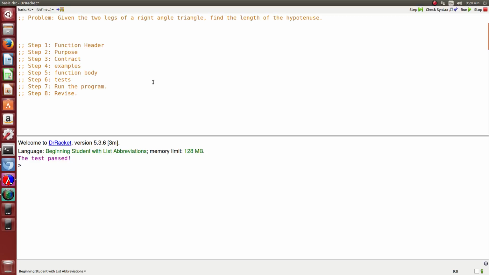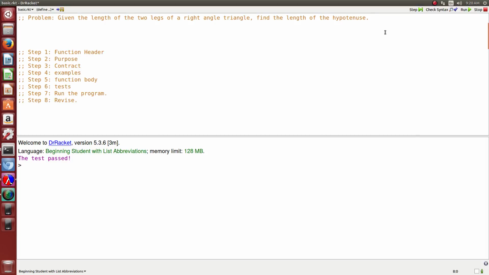So first of all, let's consider this problem. Given the two legs, I guess we mean given the length of the two legs, right? Of the two legs of a right angle triangle, find the length of the hypotenuse. So basically we're supposed to be applying the Pythagorean theorem.